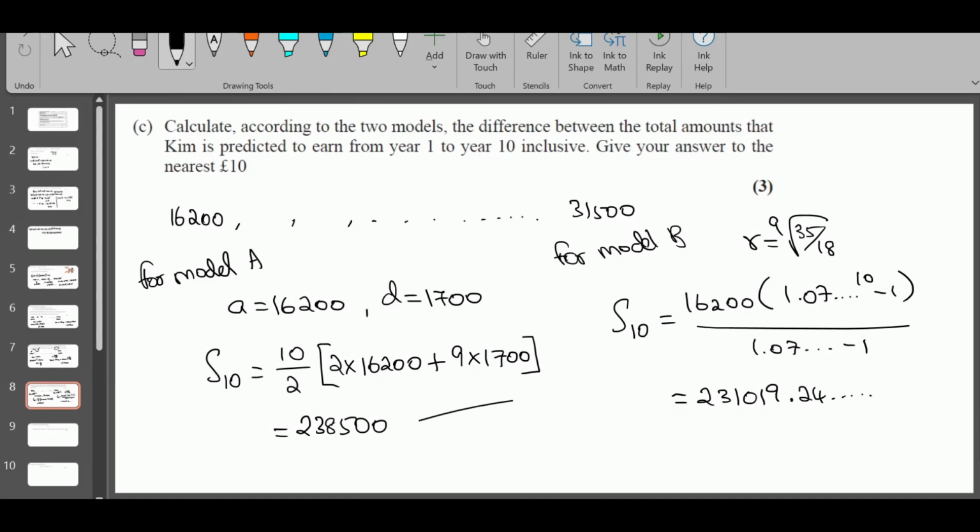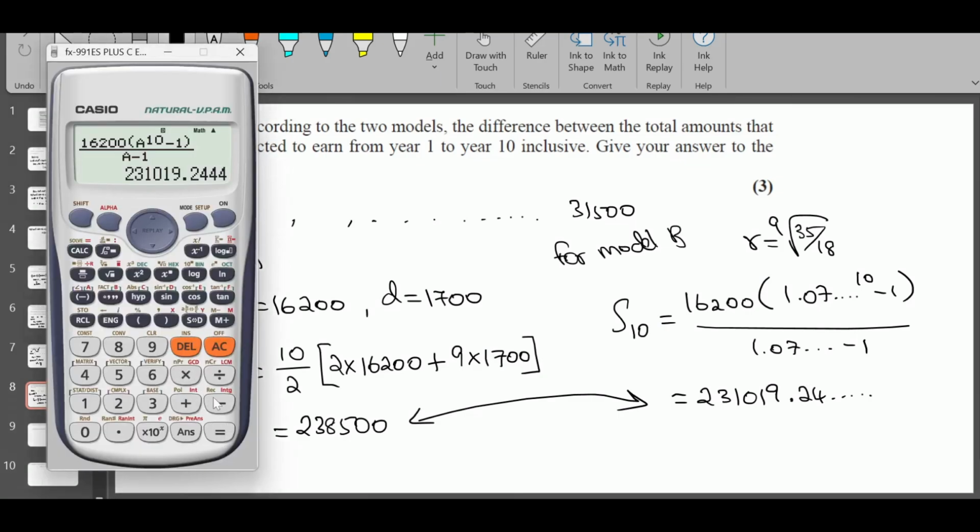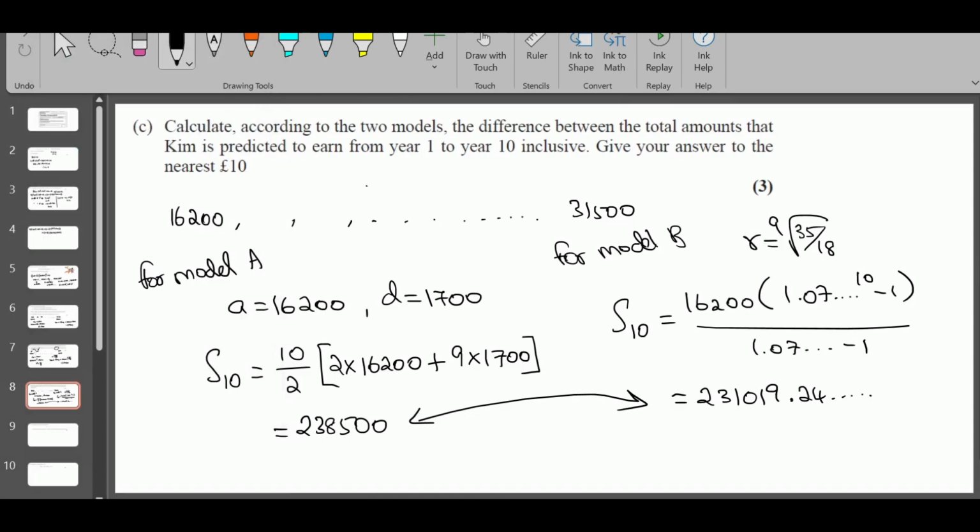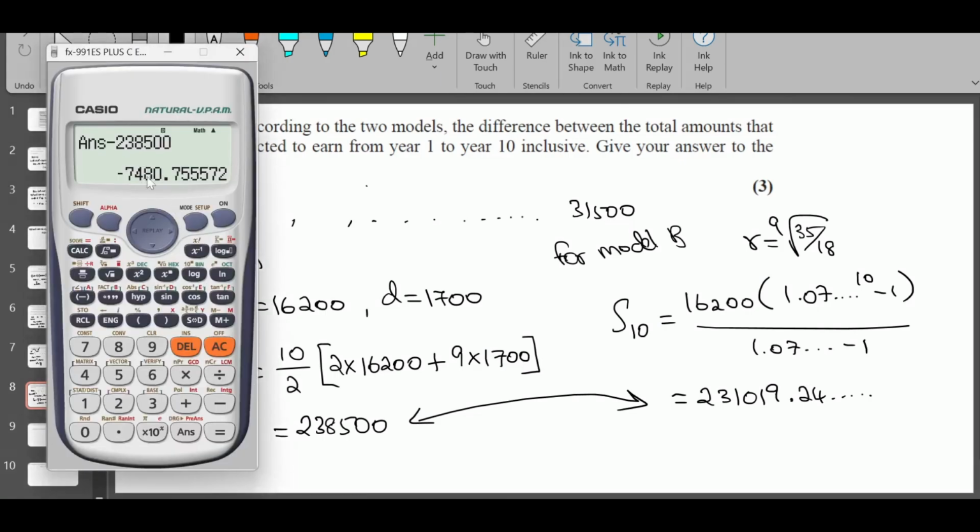So I'm going to find the difference between these two. So this minus 238,500. This minus 238,500. The answer is 7 point. They want you to round it to the nearest 10. So that's basically 7480.